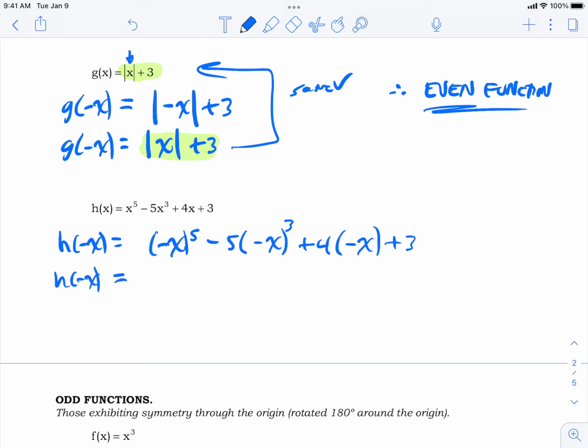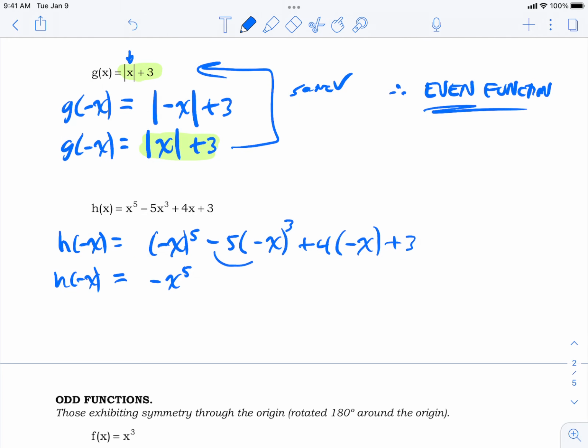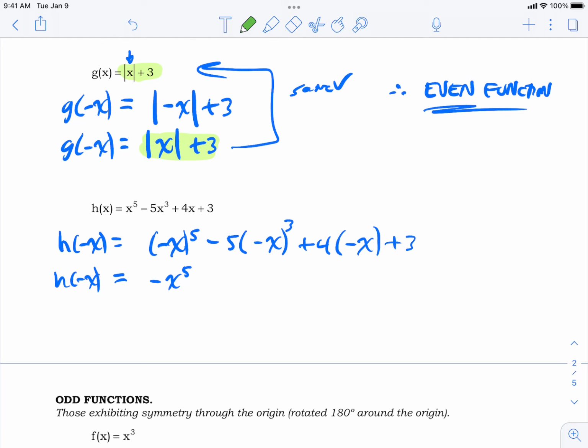Now, when you take a negative to the 5th power, it's going to be negative. Be careful here. In this particular case, this doesn't make a difference. Some people would do this. They would say, oh, a negative times a negative is a positive. You don't want to do that because sometimes you'll be wrong. You have to do the exponent first.